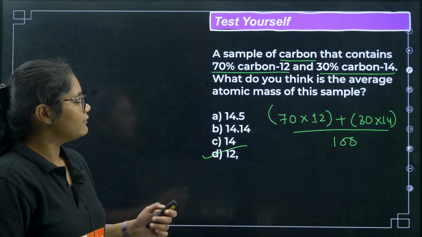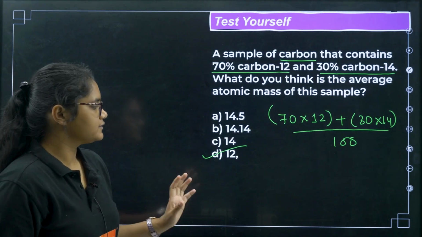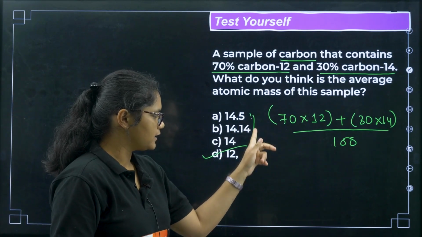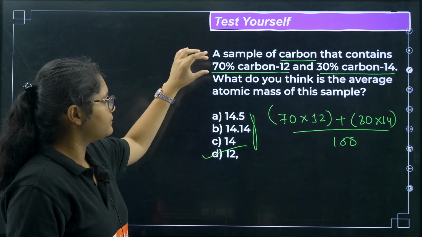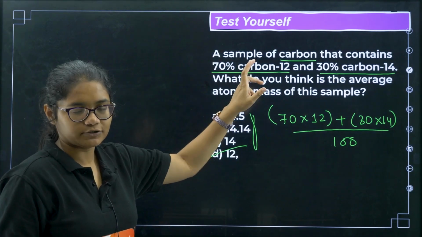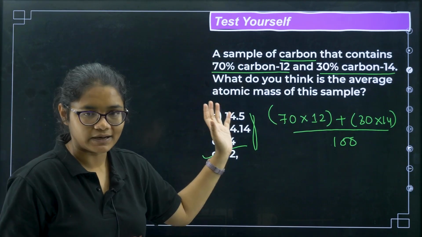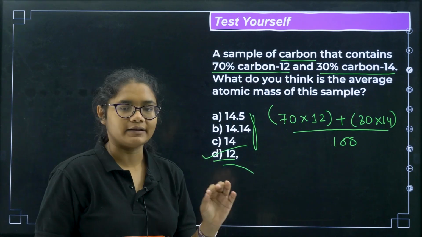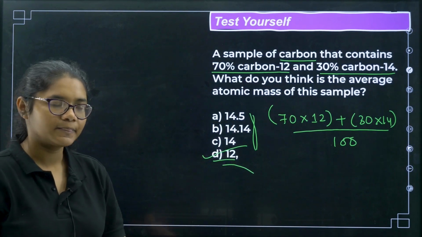And one more thing also, I'll tell you how easily you can solve it. You can see all the options are near to 14, but carbon 12 is 70%, right? So the average mass will be towards 12. So that is why also you can directly mark option number D.